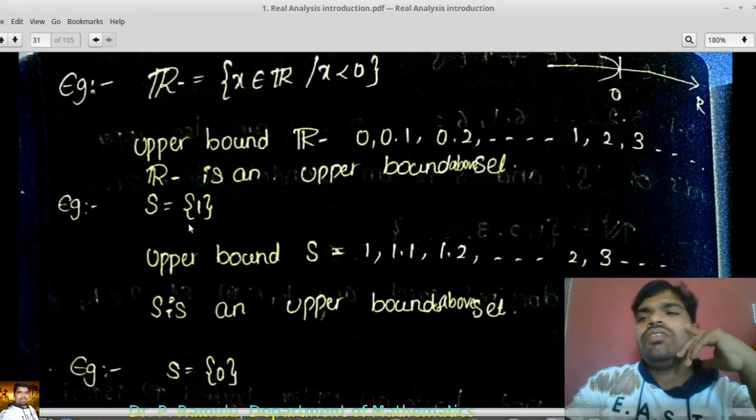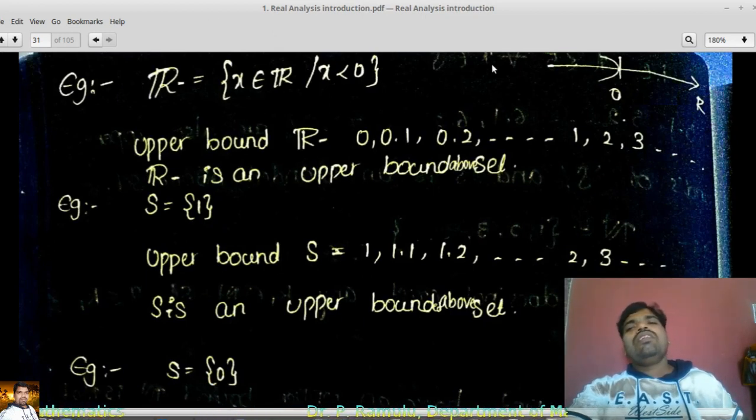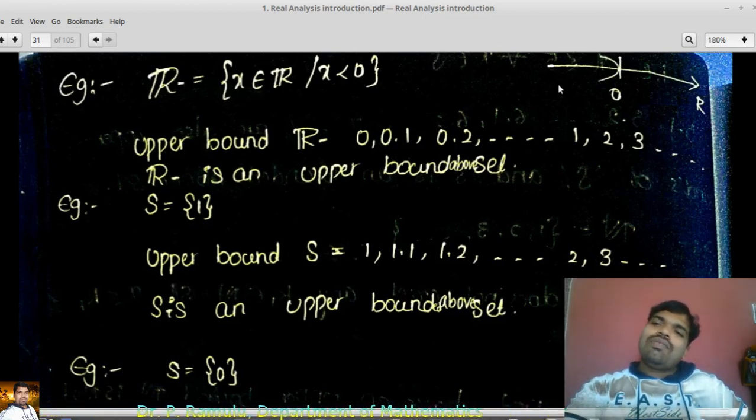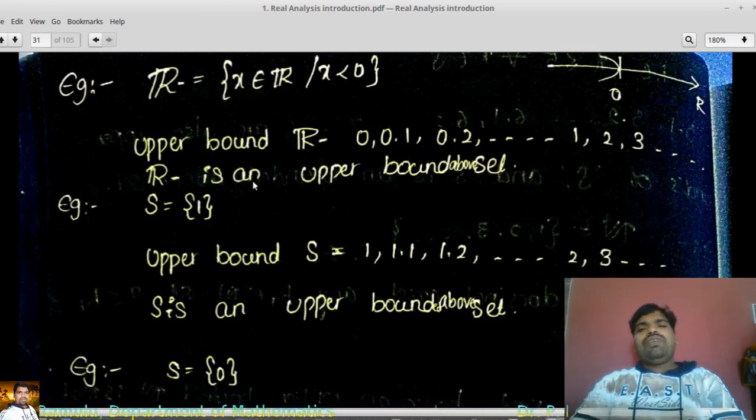If you take R minus, the set of all negative real numbers, with 0 marked on the real line, what are the upper bounds of this set? Here the upper bound is 0. After 0, all of these are upper bounds of this set: 0, 0.1, 0.2, 1, 2, 3, and so on are all upper bounds for R minus. So R minus has upper bounds, and we can say it is a bounded above set.